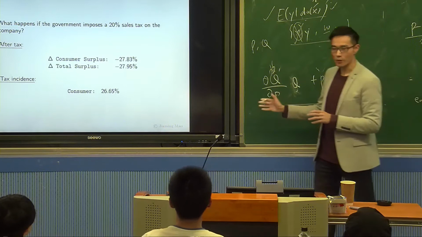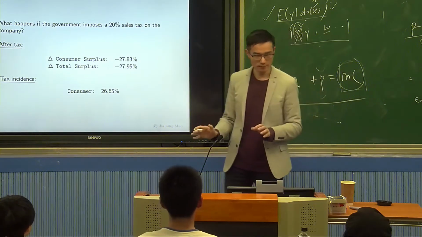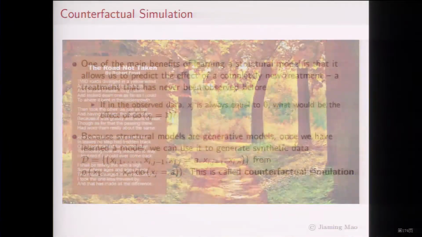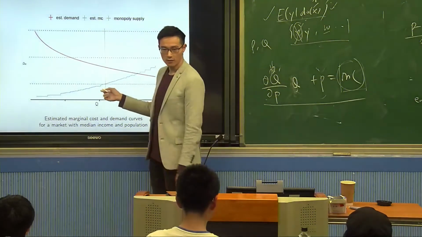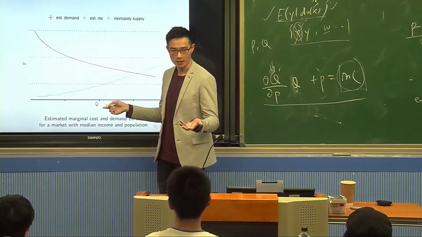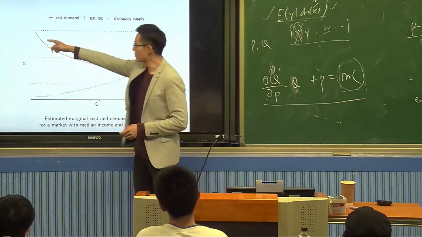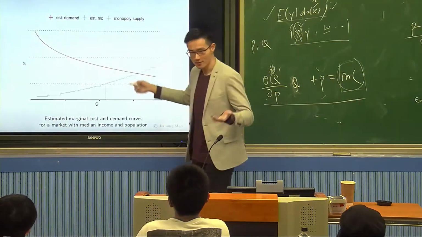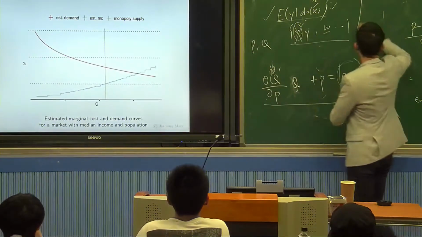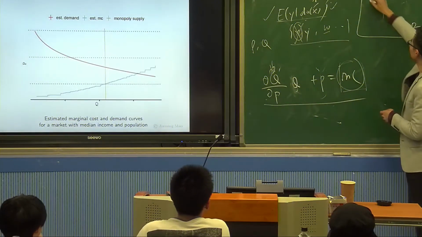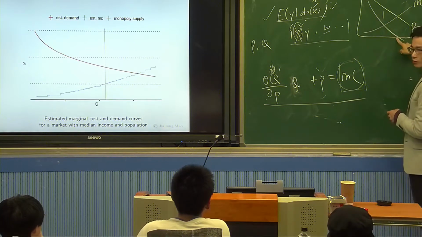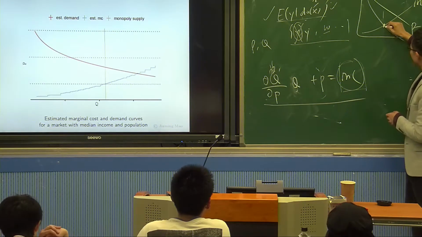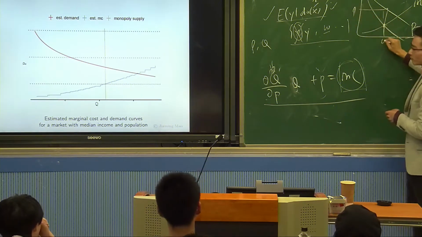Are you able to do this without using a theoretical model? There's no way. But can you use a theoretical model to do this? Yes. How? Very simple. What happens when the government imposes a 20% sales tax? The marginal revenue goes down. It's really that simple. So I know this is the demand curve, this is the marginal revenue curve, and this is the MC. Given the marginal revenue, I have the optimal price and the optimal quantity.